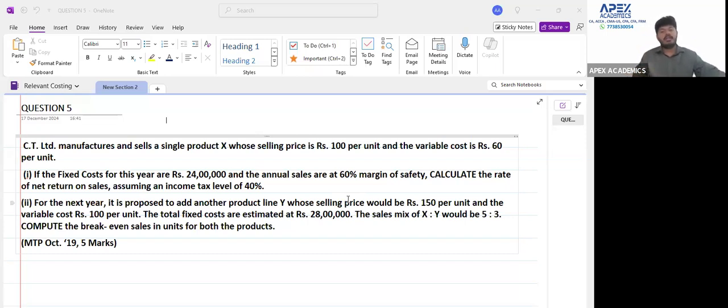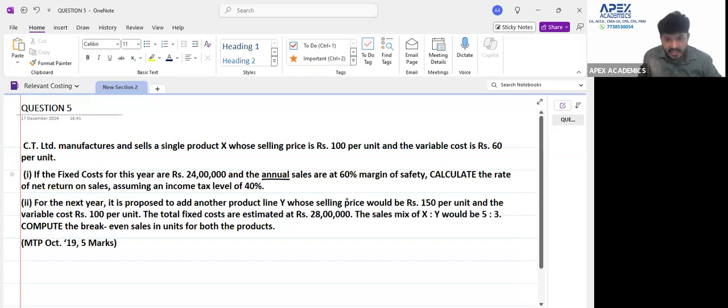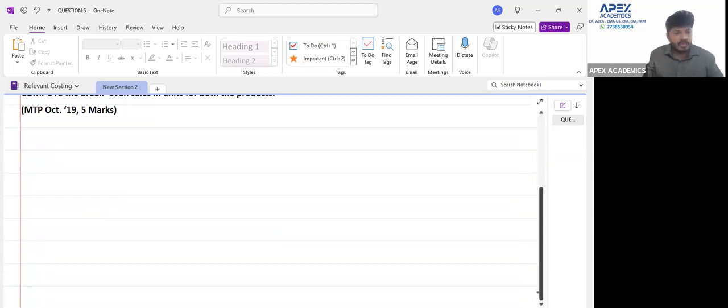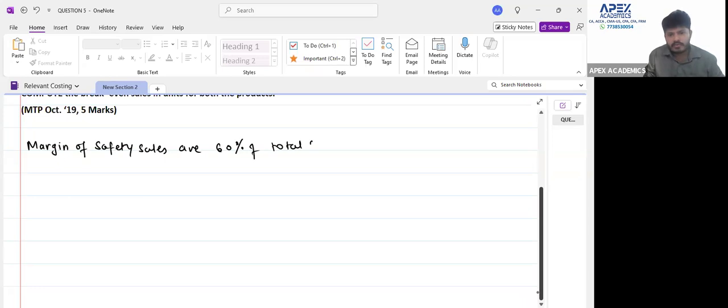Assuming that the tax level is 40%. Okay. Margin of safety and annual sales. Annual sales are at 60% of margin of safety sales. The meaning of this statement is that margin of safety sales are 60% of the total sales. Are how much percentage of total sales? Are 60% of total sales.